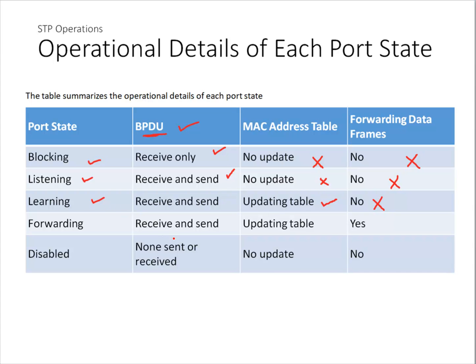Same thing for the forwarding state. For forwarding, the port can send and receive the BPDU, it can update the MAC address table, and forward the frames, because this is the forwarding state. In the disabled state, you cannot do anything. It is completely administratively down. You cannot send BPDUs, you cannot update the MAC address table, and forwarding frames is not possible. Completely blocked, because this is the idle state. It is completely disabled. So this is regarding the different states and how they operate.